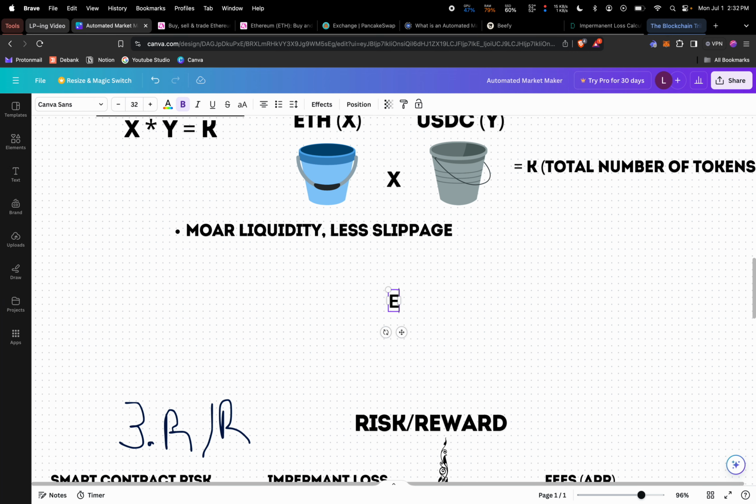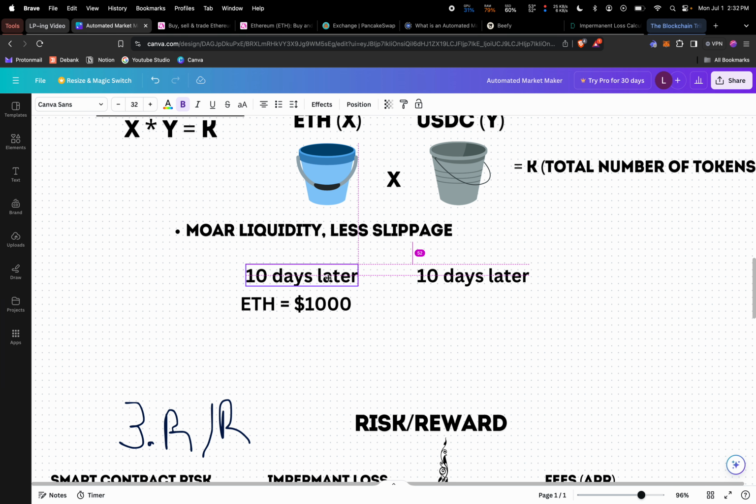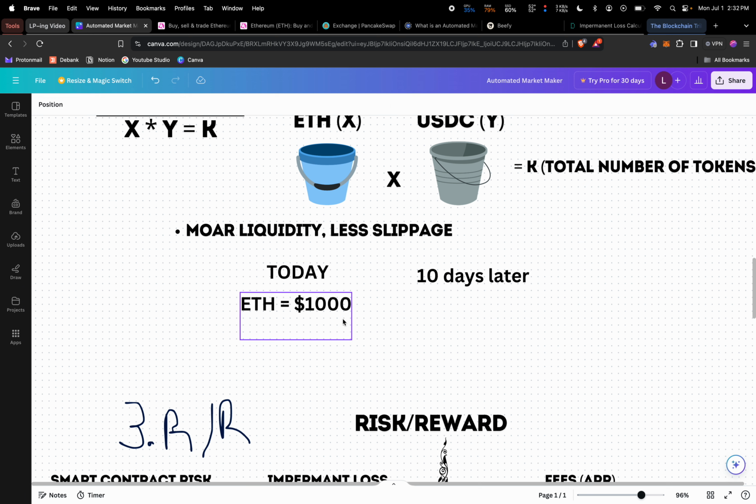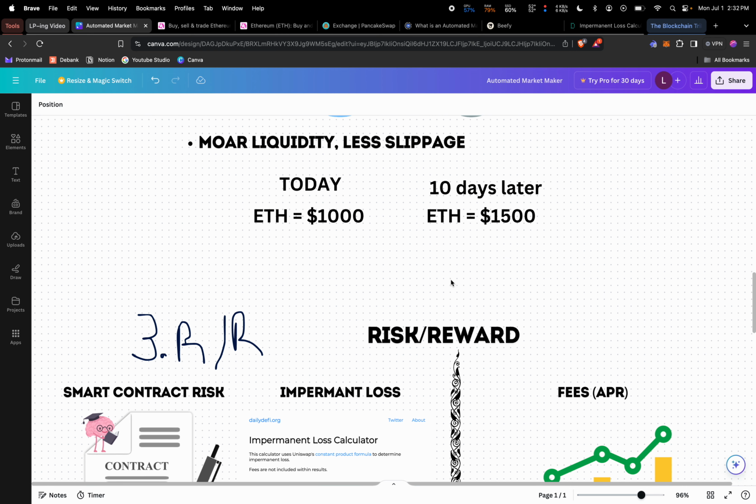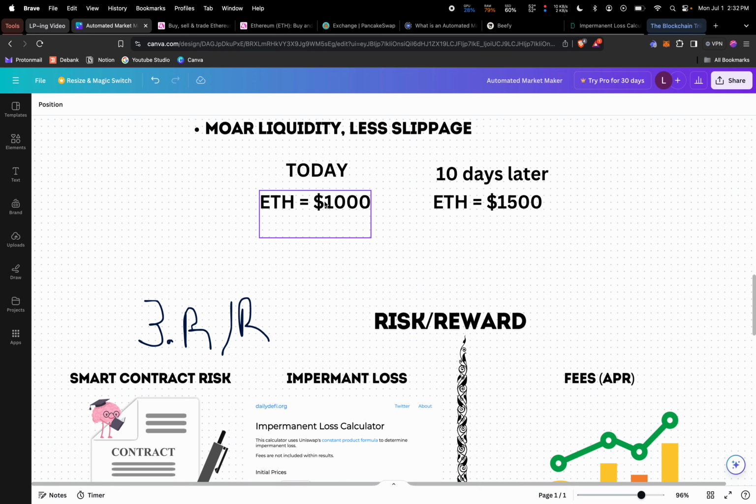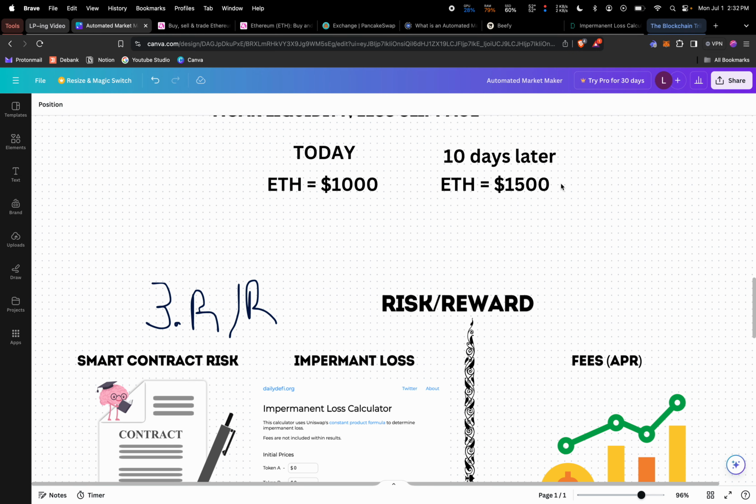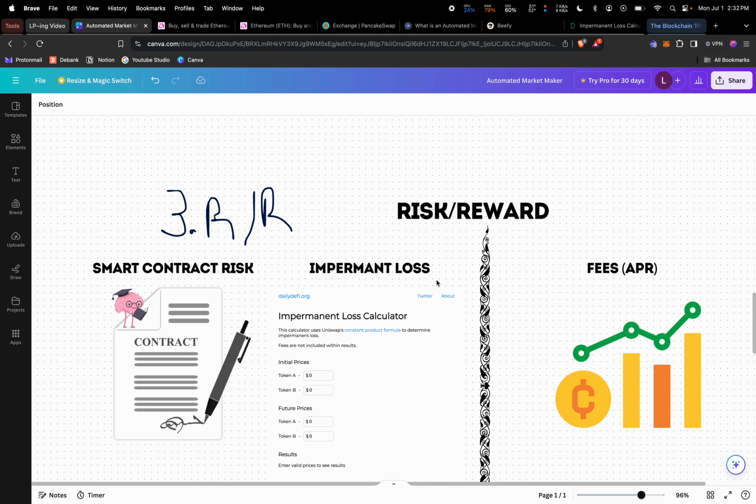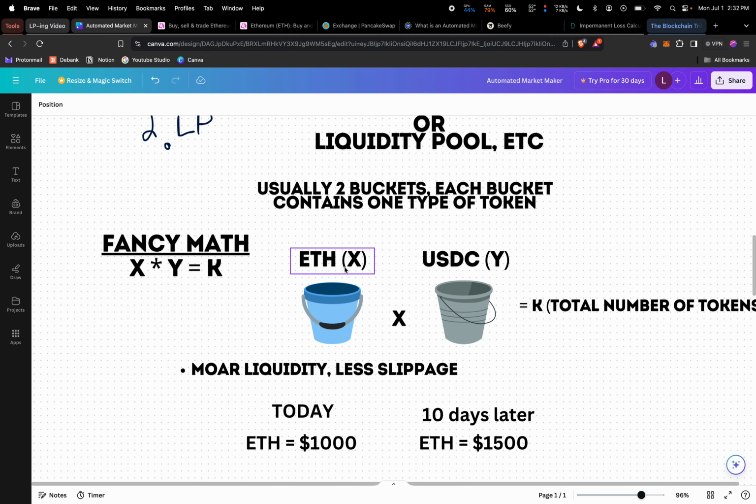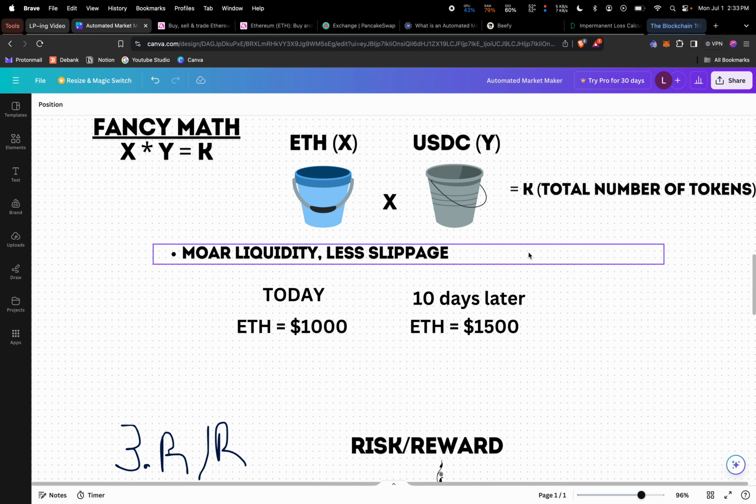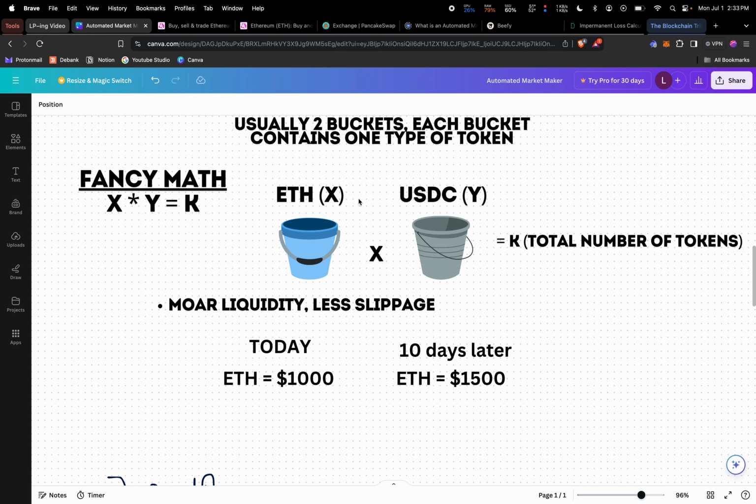Cool. So say you have ETH equals 1,000, and then say 10 days later, ETH equals 1,500, right? So impermanent loss would mean that if you just held that ETH in your wallet and you had one ETH, you'd have $1,500. But because you have an LP pool, you're not going to have that. You're going to have less than that because it's locked in the smart contract, and it's basically trying to balance in this pool. So instead of having that $1,500, you probably have less because it's a stable pool.